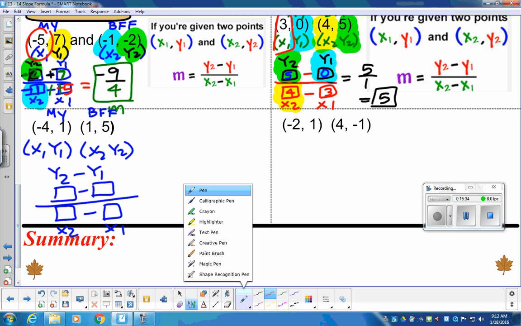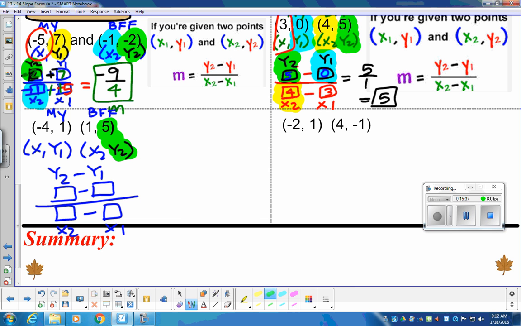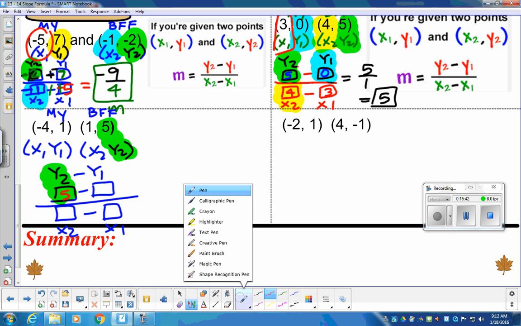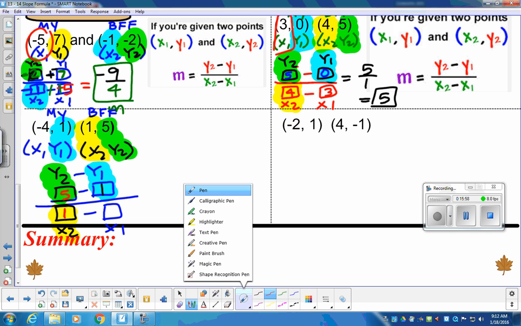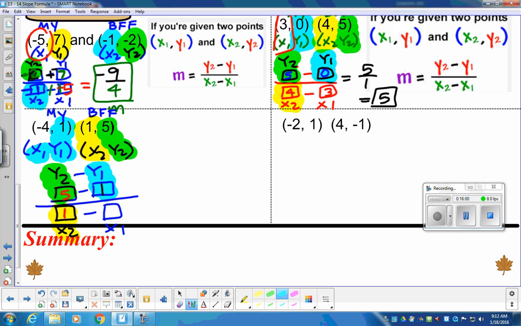All right, here we go. So we have y2 is 5. Keep plugging the right things in the right spots. The y1 value is 1. The x2 value is 1. And the x1 value is -4. Really make sure that you drag that negative with you. Do not lose the negative on that sign.